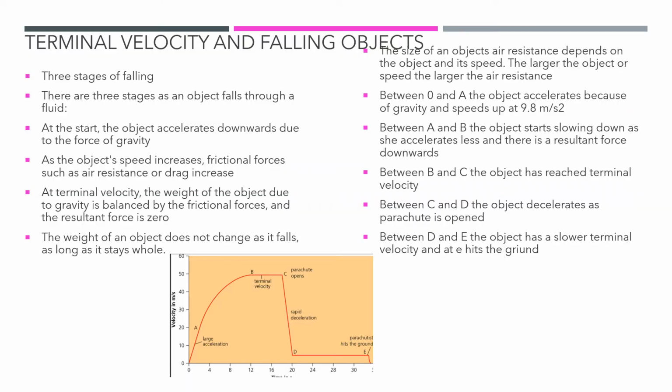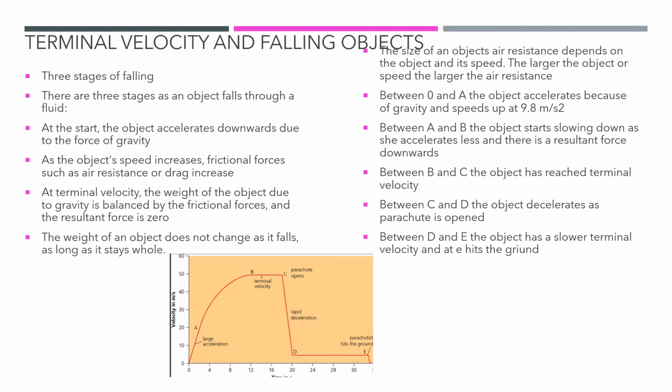Terminal velocity and falling objects. So we'll be looking at the three stages of falling. There are three stages as an object falls through a fluid. At the start, the object accelerates downwards due to the force of gravity. As the object's speed increases, the frictional forces such as air resistance or drag increase.